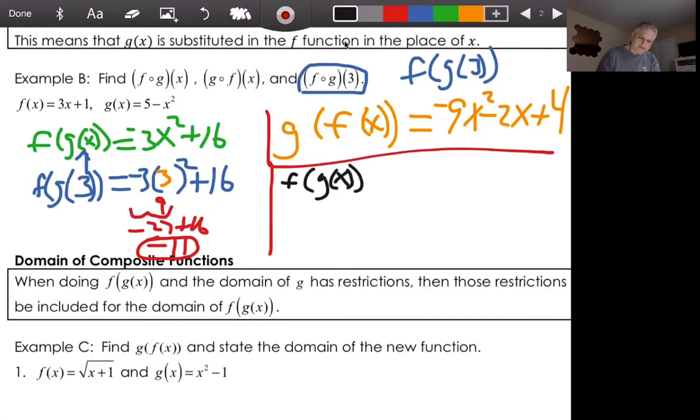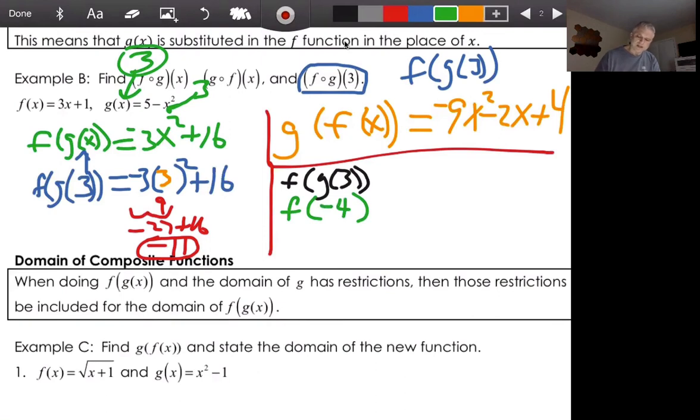I would first find, let's put a 3 in there. I would actually find what g of 3 is. What is g of 3? Well, g of 3, I would put the 3 right there, which means I'm going to put 3 right there. 5 minus 3 squared. So 5 minus 9, that tells me that g of 3 is -4. 5 minus 9 is -4.